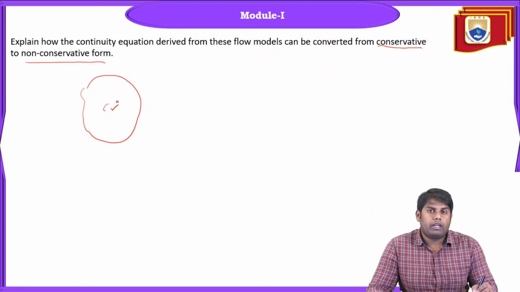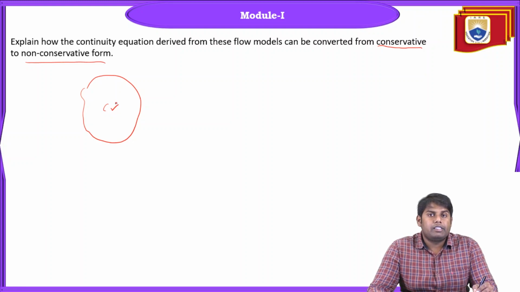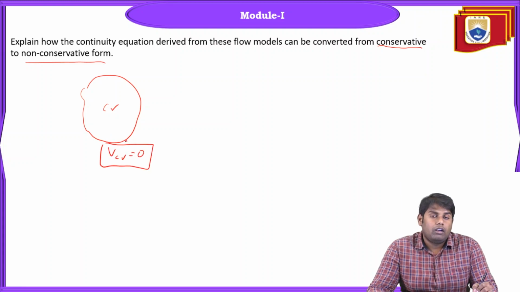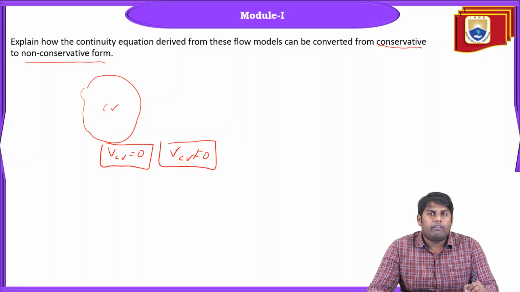A control volume can be an imaginary volume which is either stationary or moving with respect to the flow. So basically the velocity of CV will be 0, or the velocity of CV is non-zero. These are the two cases which are possible. One, velocity of CV is equal to 0, the other one, velocity of CV is not equal to 0.